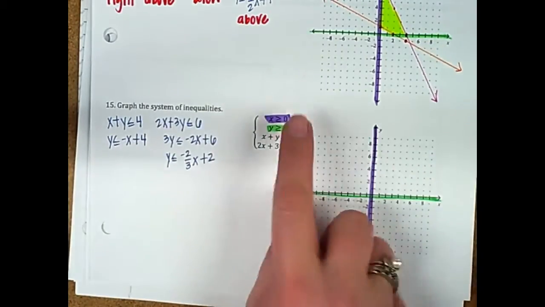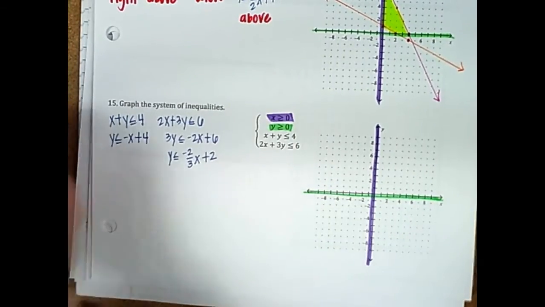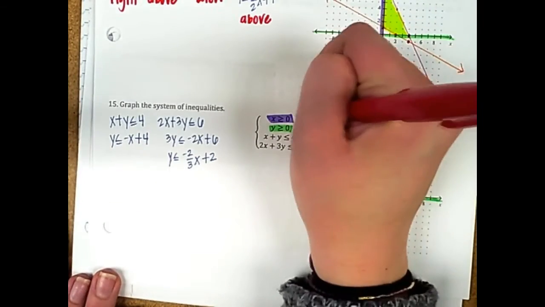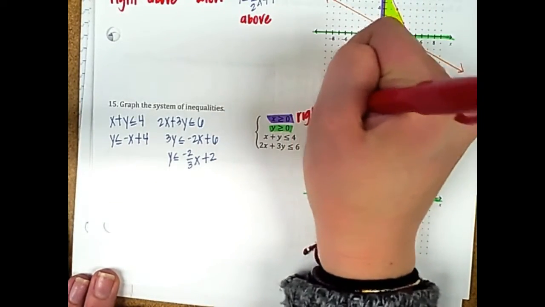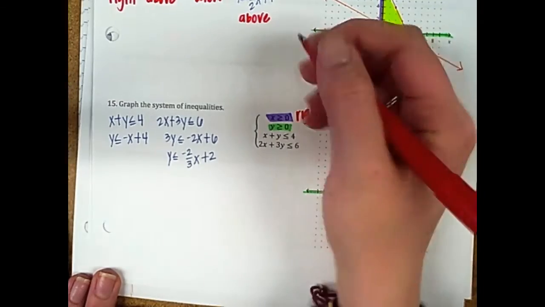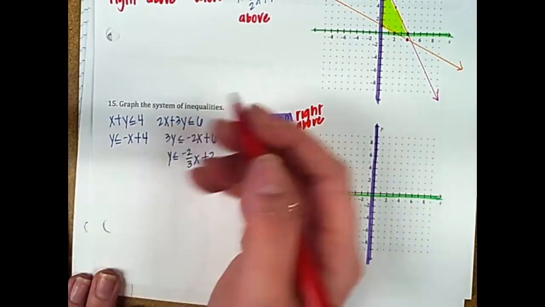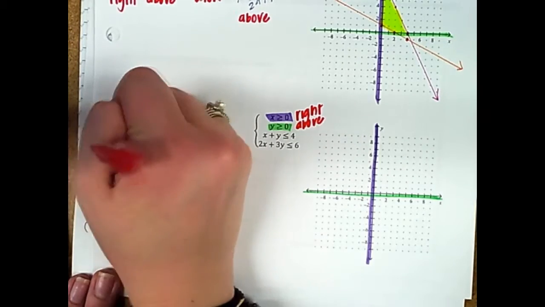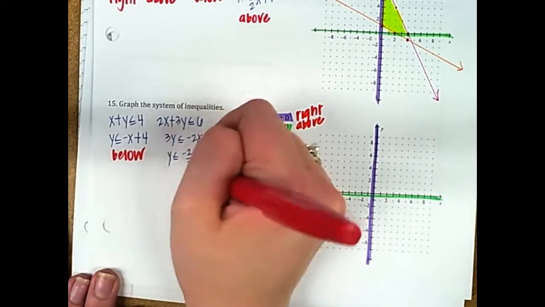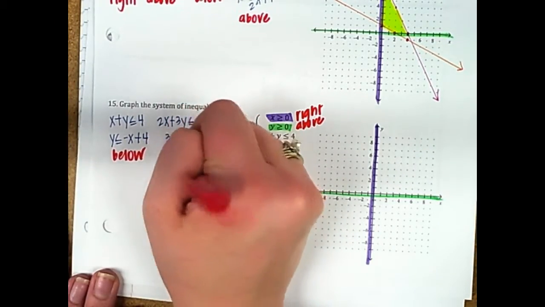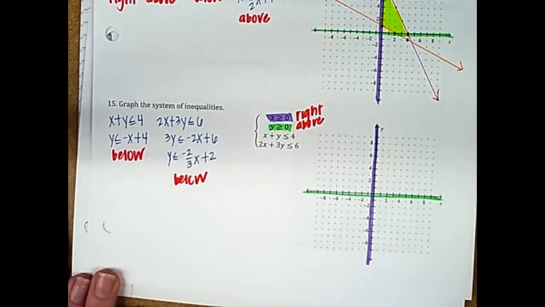Okay, so with this one, it's to the right, just like it was above. And then it's greater than this line, so it's above the line. Now with this, we have less than, so it's below. And this one is also less than, so it's below the line as well.